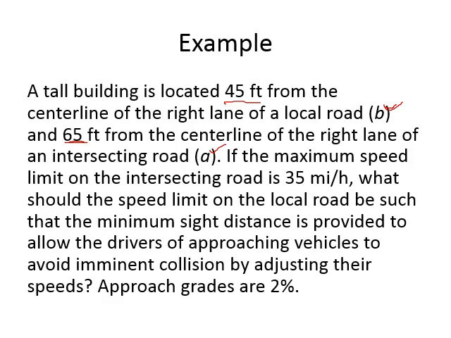Let's say the maximum speed on this road A, the intersecting road, is 35 miles per hour. What should be the speed limit on the other road, so that both the drivers have enough side distance as well? How much should the speed be on the local road, road B? They have given that the gradients are 2% on both the roads. So let us see how we can proceed with that.